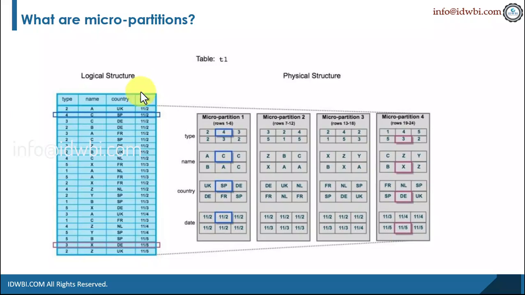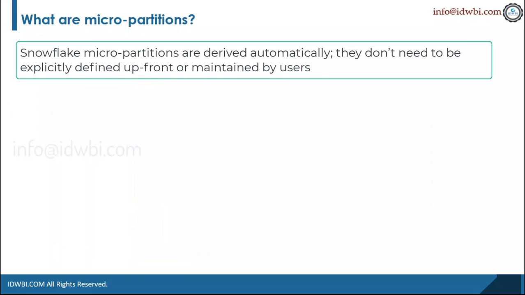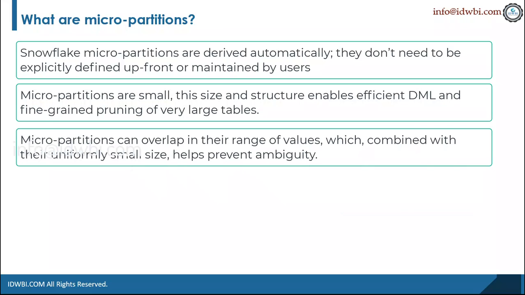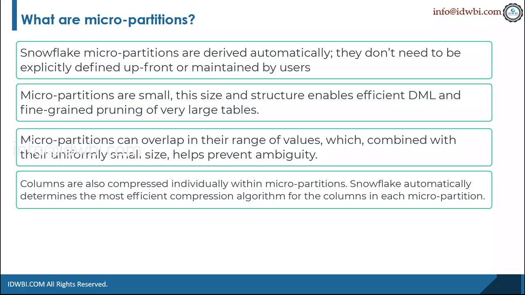That is a micro-partition. Key points to remember: Snowflake's micro-partitions are derived automatically. They don't need to be explicitly defined upfront or maintained by users or DBAs. Micro-partitions are small, and this size and structure enables efficient DML and fine-grained filtering or pruning of very large tables. Now, micro-partitions can overlap in the range of values, which, when combined with their uniformly small size, helps prevent any ambiguity. Columns are also compressed individually within micro-partitions, and this is all done by Snowflake automatically, which determines the most efficient compression algorithm for that particular column in each micro-partition.